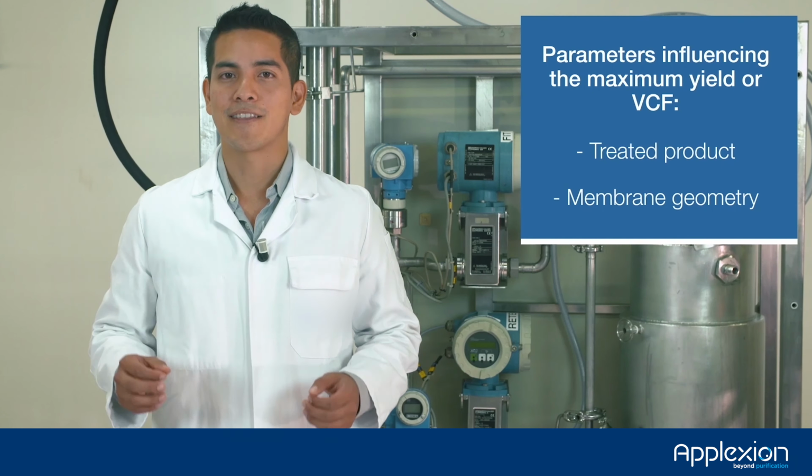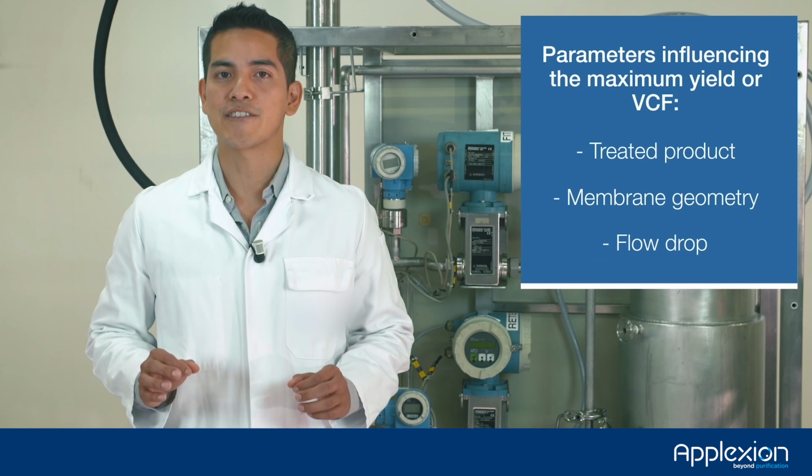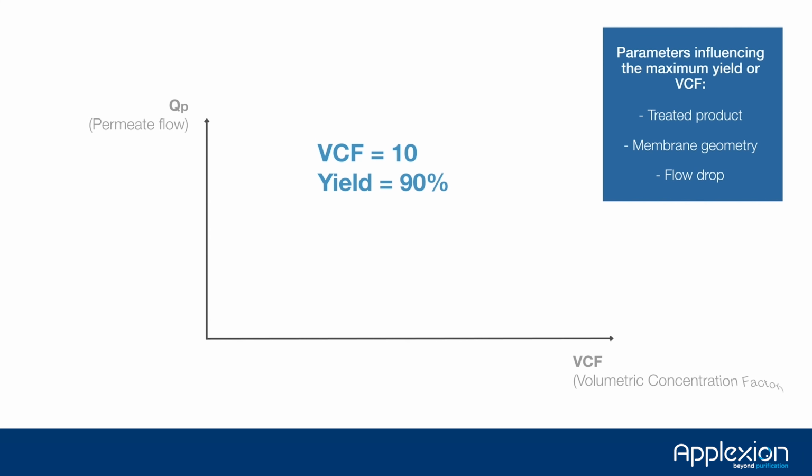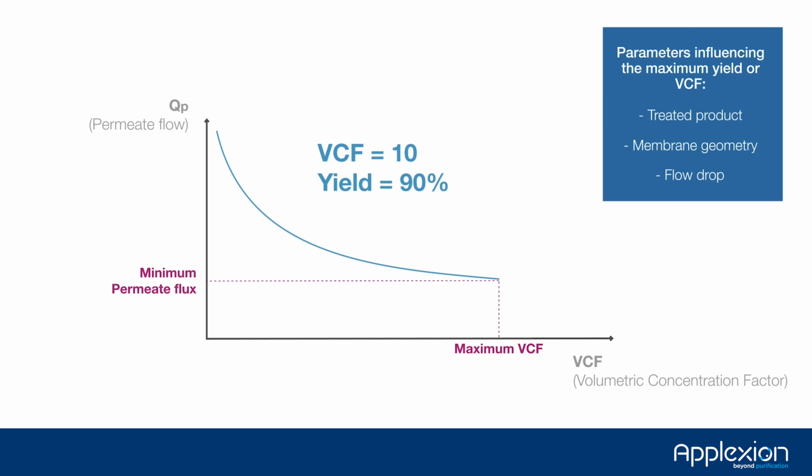The last factor is the flow rate drop. We typically stop filtration when the permeate flux drops down to 50 to 20 liters per hour per square meter, depending on the application. Be careful not to block the channels with too high of a load of suspended solids in the retentate.